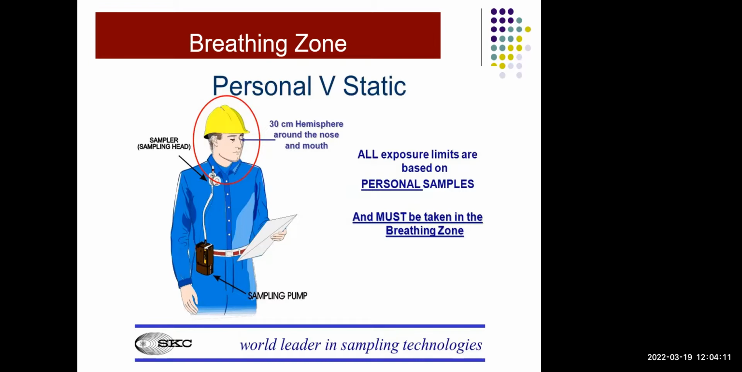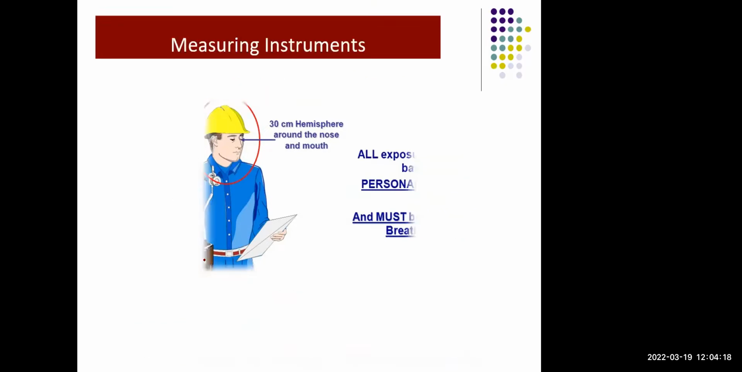This is called a breathing zone. It should be near over here, and this will keep on collecting that chemical. At the end of an 8-hour shift, you go and analyze it.